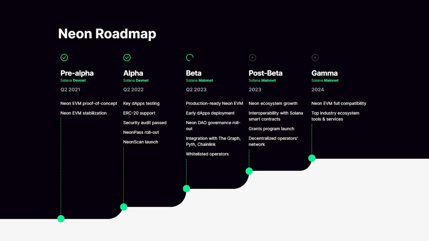Finally, the Gamma phase envisioned full compatibility of the Neon EVM with the Solana mainnet. This milestone would allow seamless execution of smart contracts and interactions with other Solana-based applications. The Neon ecosystem aimed to integrate with top industry tools and services, enabling developers to leverage the most powerful and popular tools in the blockchain space.